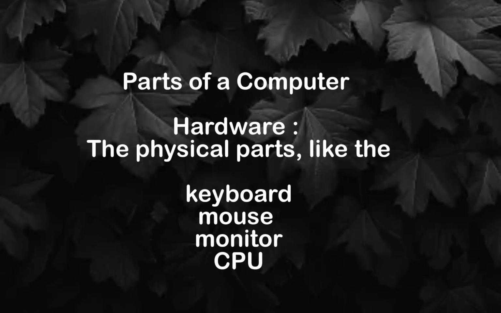Now, parts of a computer. As a computer is a machine, it has many parts, and the main ones are hardware, which are the physical parts of the computer, visible to the users. The physical parts are the keyboard, mouse, monitor, and CPU. The CPU is the central processing unit of the computer.